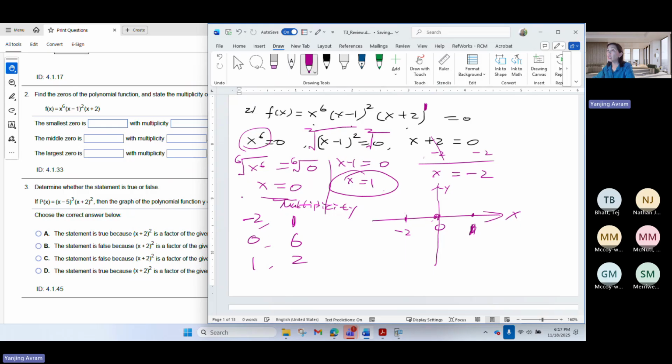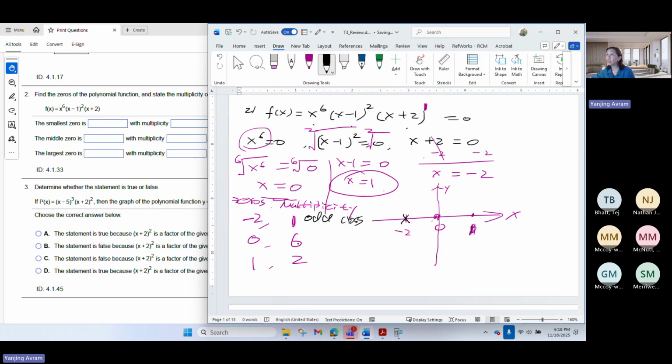All right, and that is the zeros, okay? So what does multiplicity 1 mean? 1 means odd power. This odd power will be crossing. So at this point, it will be crossing in here.